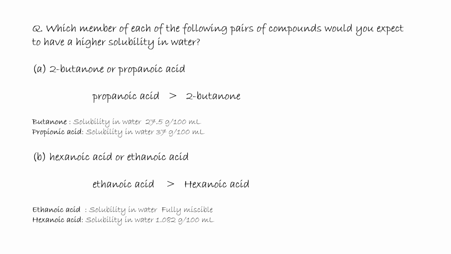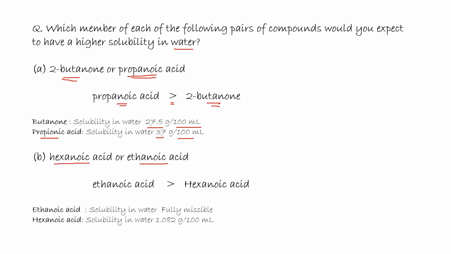Which member of each of the following pairs of compounds would you expect to have higher solubility in water? Butanol or propanoic acid? Of course, polarity of propanoic acid is higher than 2-butanol, so propanoic acid will be more soluble than 2-butanol. The solubility of butanol is 27.5 gram per 100 milliliter of water. Propionic acid, or propanoic acid, solubility is higher, 37 gram per 100 milliliter.